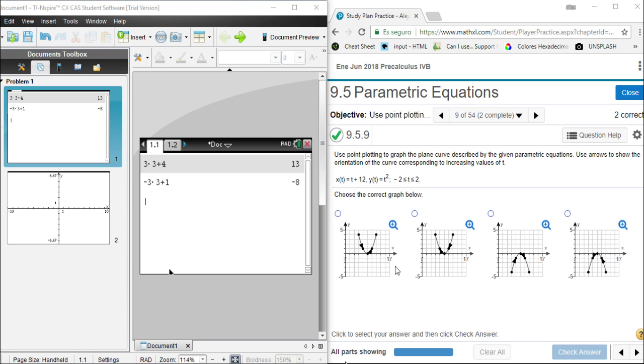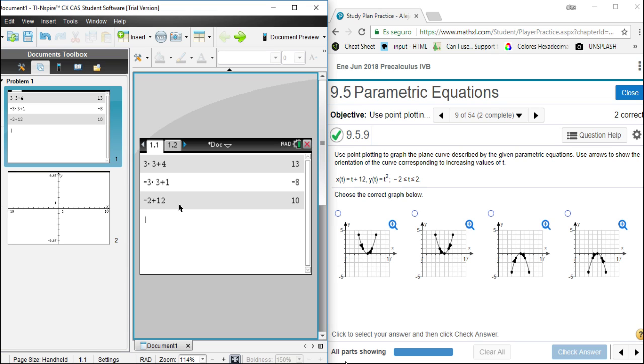The first one is minus 2. Minus minus 2 plus 12 is 10. That's our x. And minus 2 squared is 4. We get 4, I think. Yeah, we get 4. So we need to find where is plot 10 for x and 4 for y.